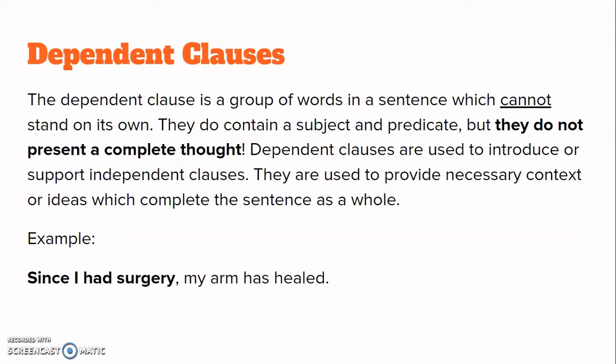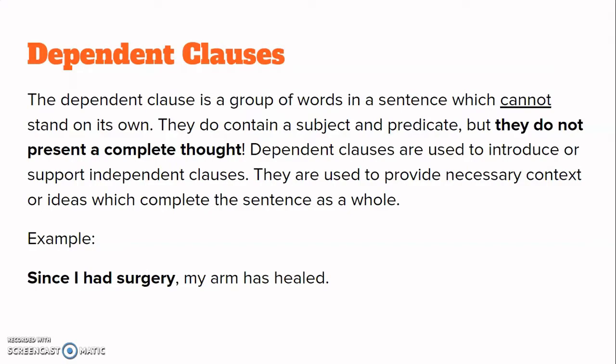For example, with the sentence example we just used of the independent clause, my arm has healed, we are adding on the dependent clause, since I had surgery. Since I had surgery, my arm has healed. It provides a more clear overall understanding of the message being conveyed, provides background information for the independent clause. However, dependent clauses cannot stand on their own. They cannot be their own sentences without an independent clause.